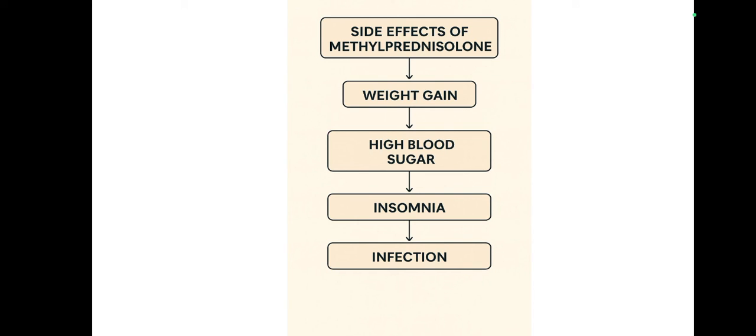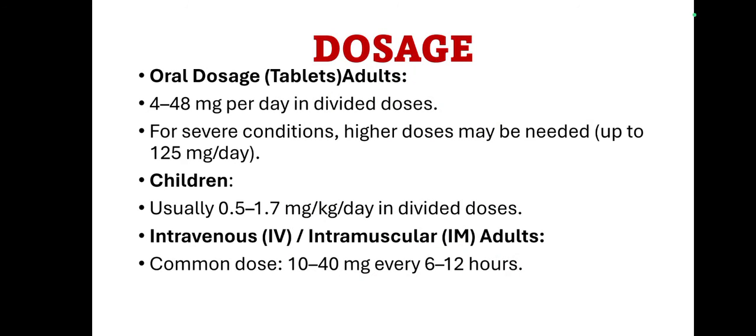Okay, then the doses. For the oral dose for adults in tablet form, 4 to 48 mg maximum we can give in divided doses, and for severe conditions, higher doses may be needed, up to 125 mg per day. But in children, usually 0.5 to 1.7 mg per kg per day in divided doses can be given. Intravenous IV or intramuscular IM, 10 to 40 mg every 6 to 12 hours.